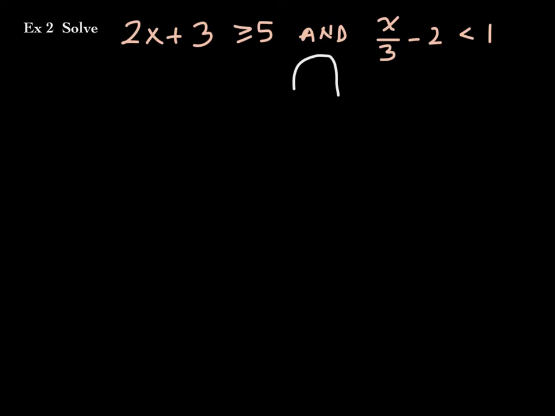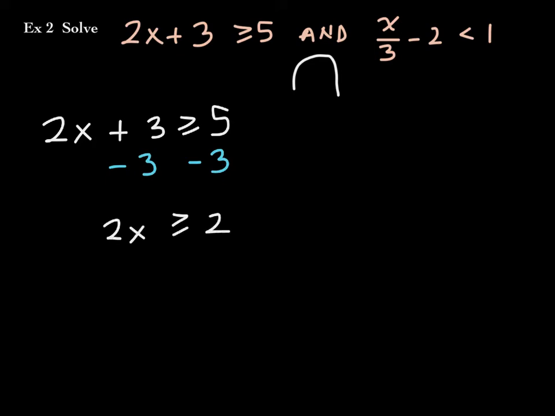All right, so I'll write it over here. 2x plus 3 greater than or equal to 5. The first thing I'll do is subtract 3 from both sides. Remember, we want to keep the variable on the left side if we can. And now I have 2x is greater than or equal to 2. The next thing I'll do is divide both sides by 2. And then I have my final statement, which is x is greater than or equal to 1.